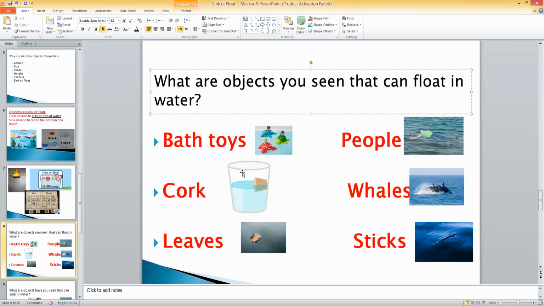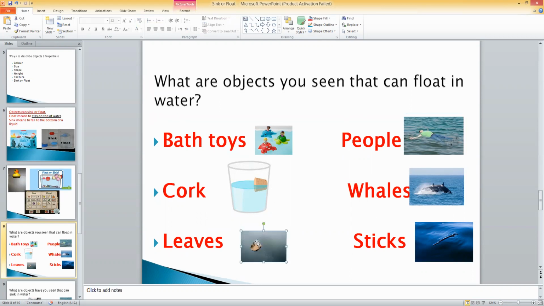I have seen a bath toy float. I've seen a cork. Cork is used to cover a wine bottle, it floats. I've seen leaves float. I've seen people, whales, sticks. All these things float. Then don't forget, leaf is one. If it's two or three, they are leaves. Singular and plural: leaf, leaves. If it's more than one, you call it leaves.